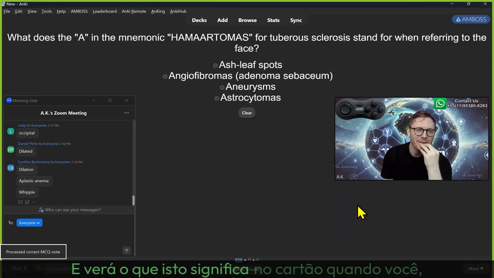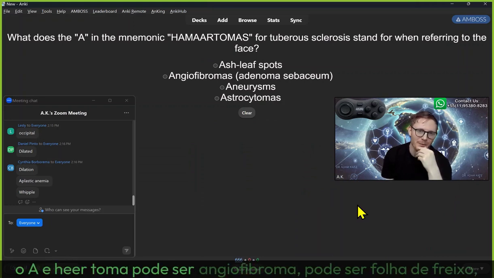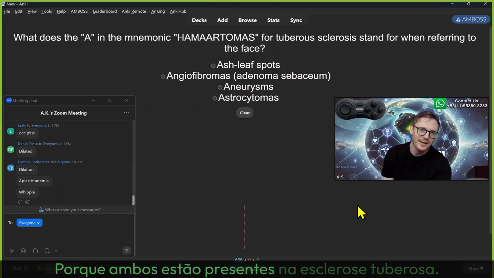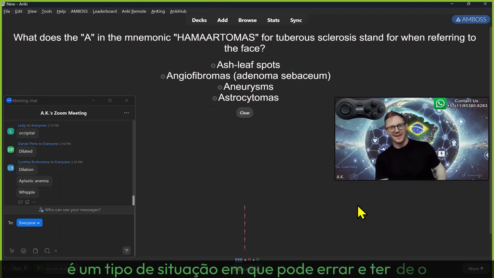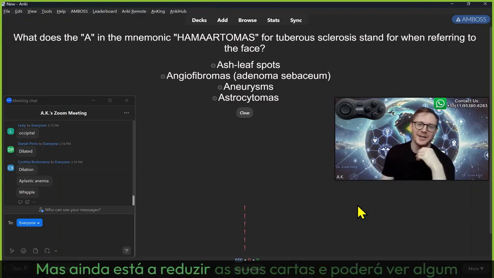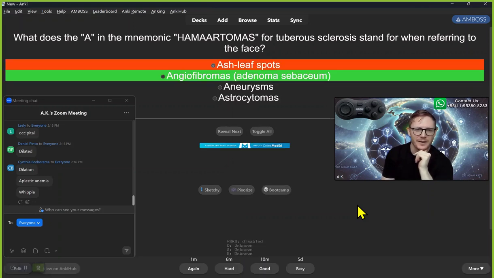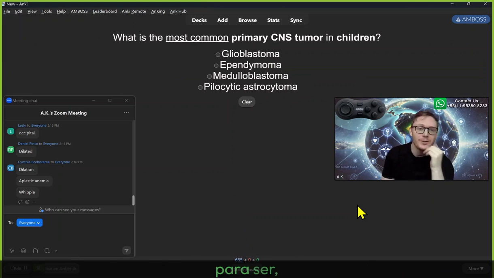And you'll see what that means on the card if you get that wrong. Hamartoma, the A in hamartoma could be angiofibroma, could be ashleaf, right? Because they're both present in tuberous sclerosis. So this is a situation where you might get it wrong and have to review it anyway. But it's still cutting your cards down, and you get to see some content. But I think it's ashleaf on this one. No, it's angiofibroma. Okay, so they're both A's, but they're both present to be sure.